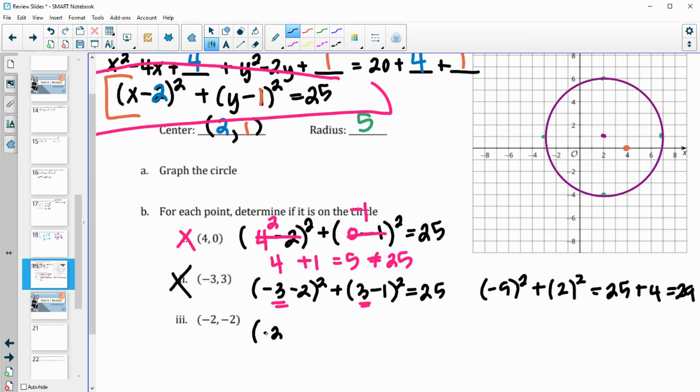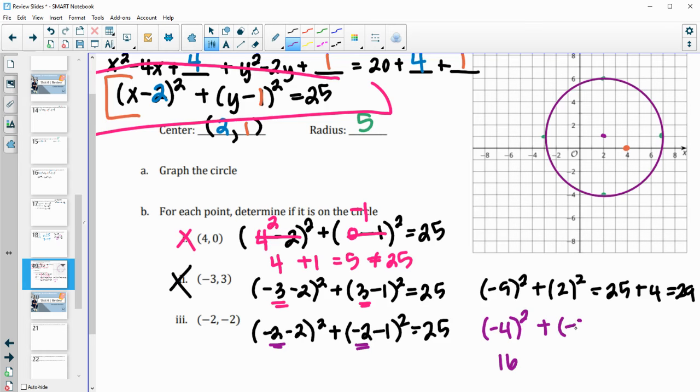And then the last one, negative 2 minus 2 squared, and then negative 2 minus 1 squared should equal 25 if it's on our circle. Again, we just plugged this negative 2 into our equation. So negative 2 minus 2 is negative 4, squared is 16. Negative 2 minus 1 is negative 3, squared, which is 9. 16 plus 9 equals 25, which is good. So this one is on our circle.